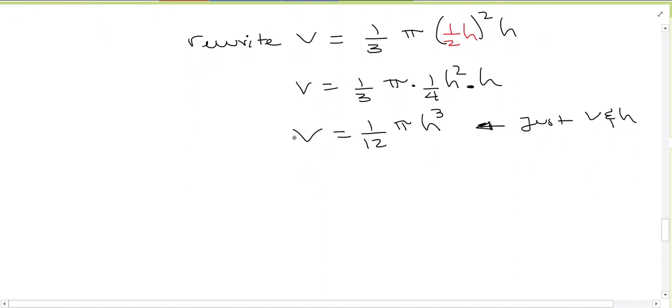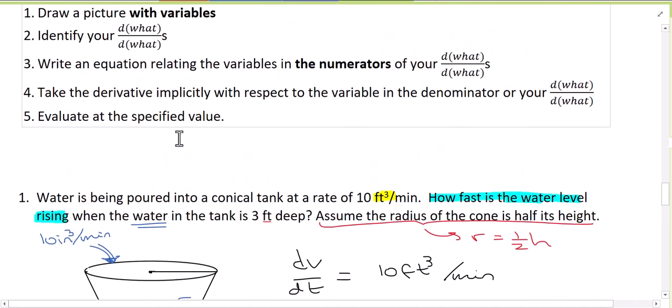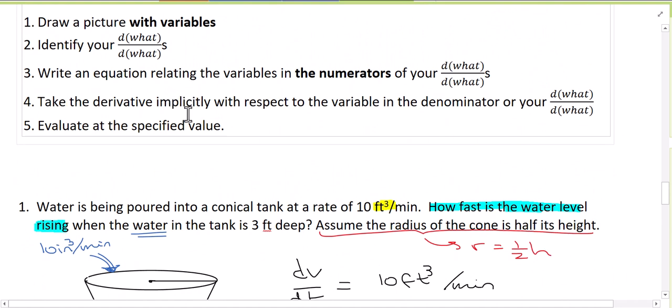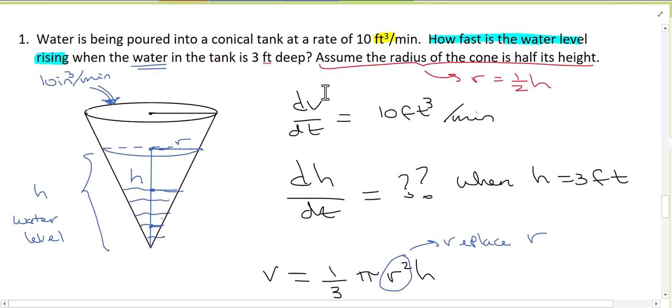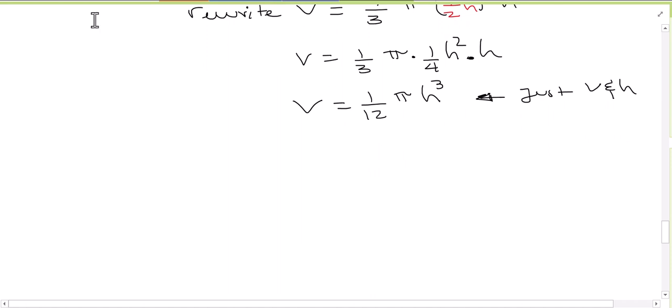So now that I have the formula with just the variables in the numerators, we go to the next step. The next step is take the derivative implicitly with respect to the variable in the denominator of your d-whats. So I have dV/dt, dH/dt. This should be the same variable in the denominator, so t. So we're going to take the derivative of both sides here with respect to t. So take the derivative with respect to t of both sides.